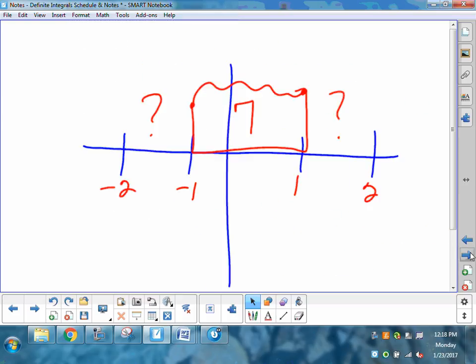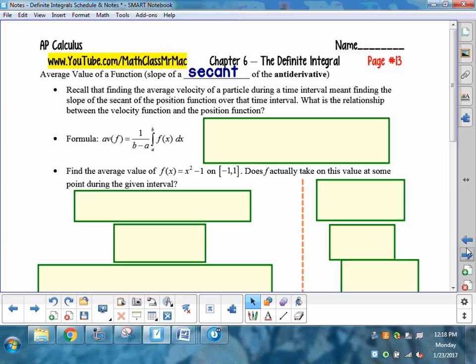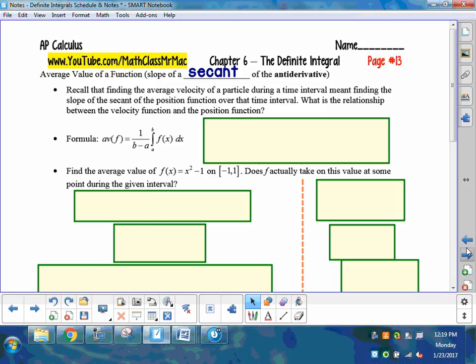Now, let's go over here. This is the only other part, but this is so huge. There's so many questions that get asked about this. It's the average value of a function. The average value of a function is the slope of a secant of the antiderivative. Meaning, the secant connects the start point and the end point, so you've got to figure out what that's going to be. Now, here's the formula for the average value of a function.